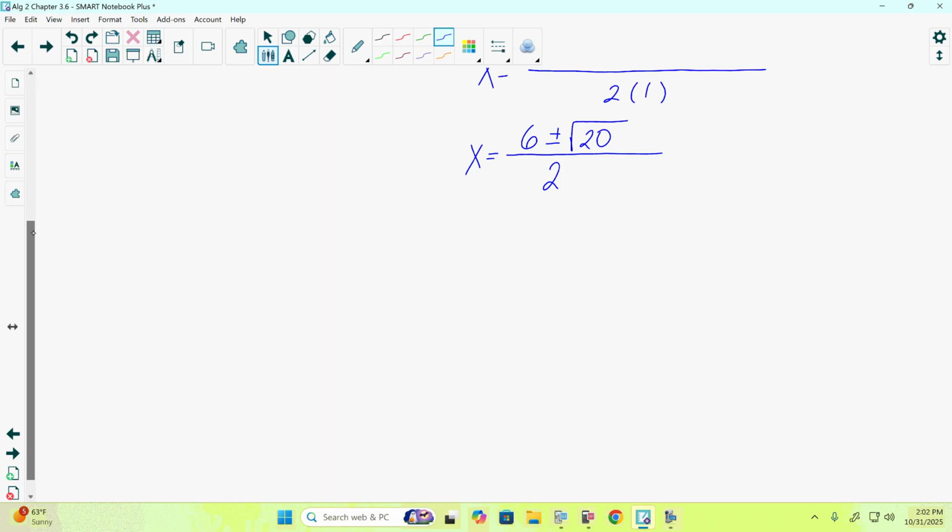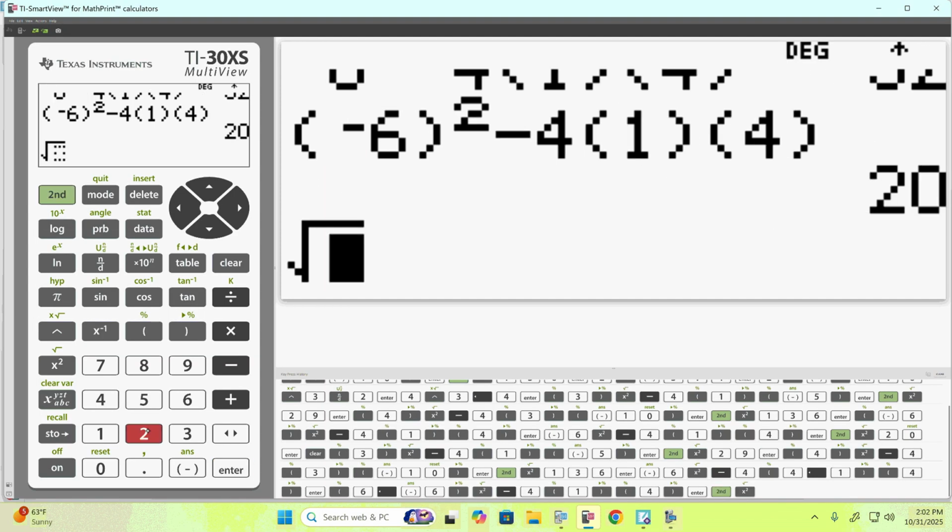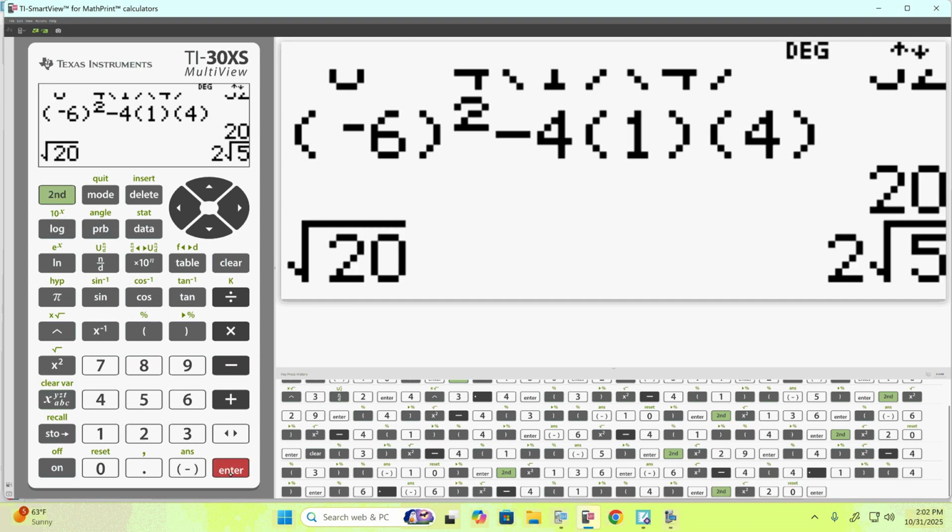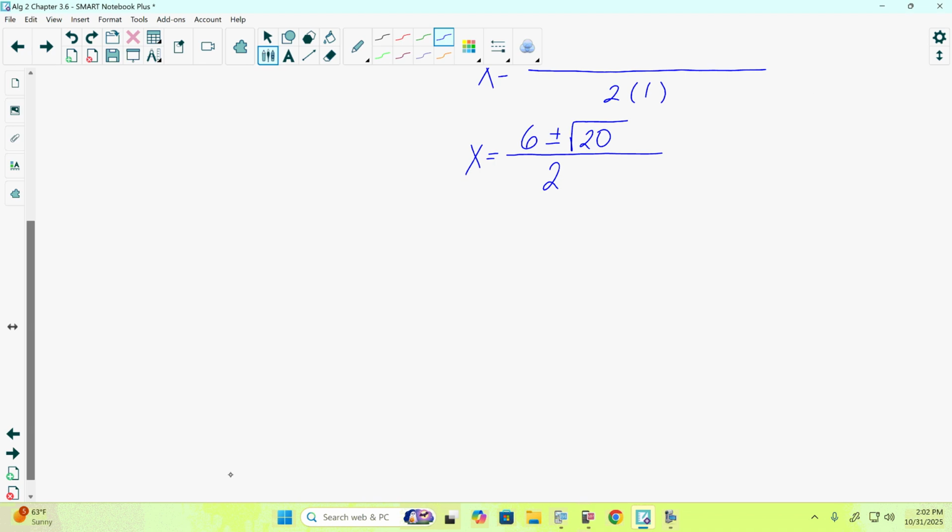All right. Now we need to see if 20 will reduce. Square root of 20 will reduce. It does. Now we can say we're done as long as 6, 2 square roots of 5, and 2 do not have a common factor between the three of them. Well, unfortunately, they do. They all have the greatest common factor of 2. So really, we're going to divide these 3 spots by 2.